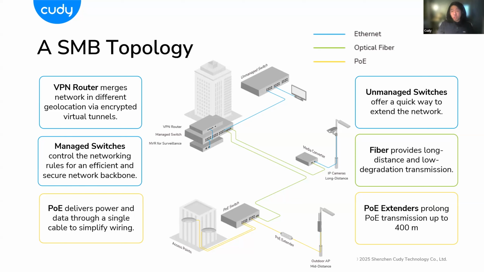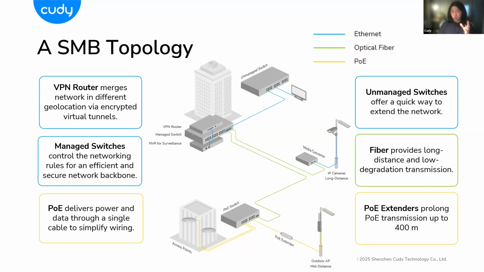And if we want to extend to another floor, we want to have some ports for newly added clients. We can have an unmanaged switch on the right and upper parts. The rectangle offers a quick way to extend the network. And on the left and bottom, you can read PoE. What's PoE? The full name is Power over Ethernet.